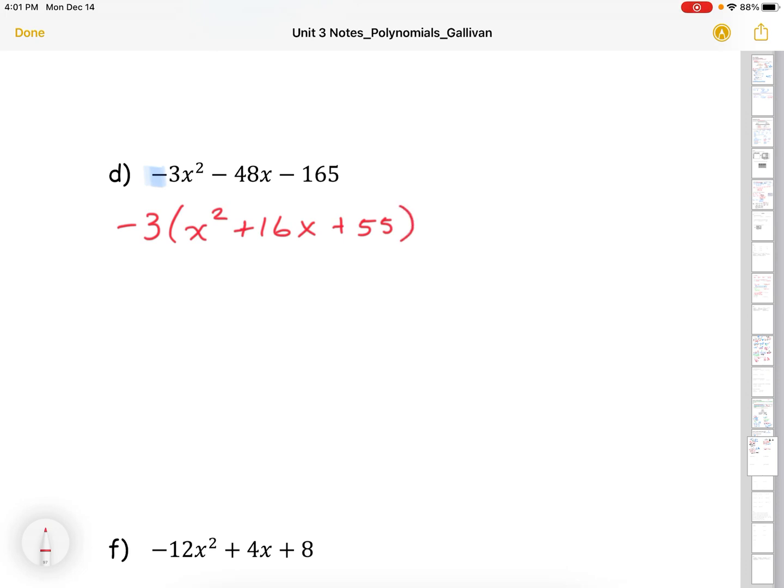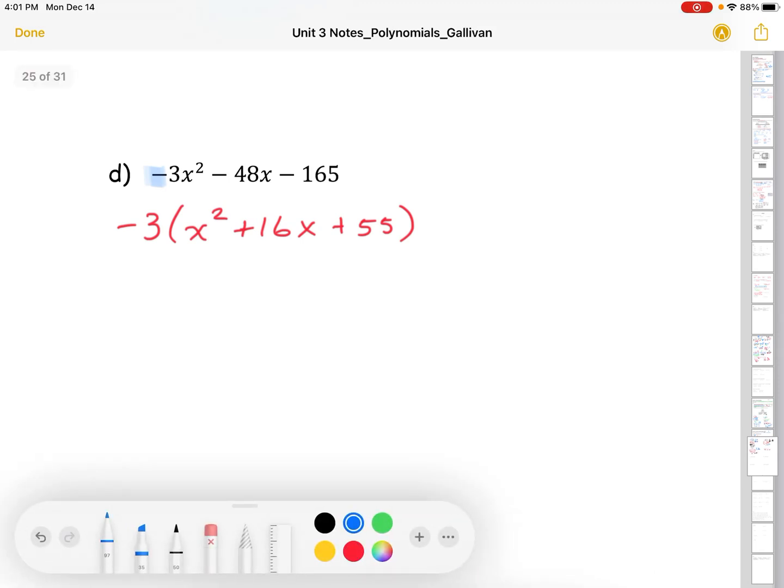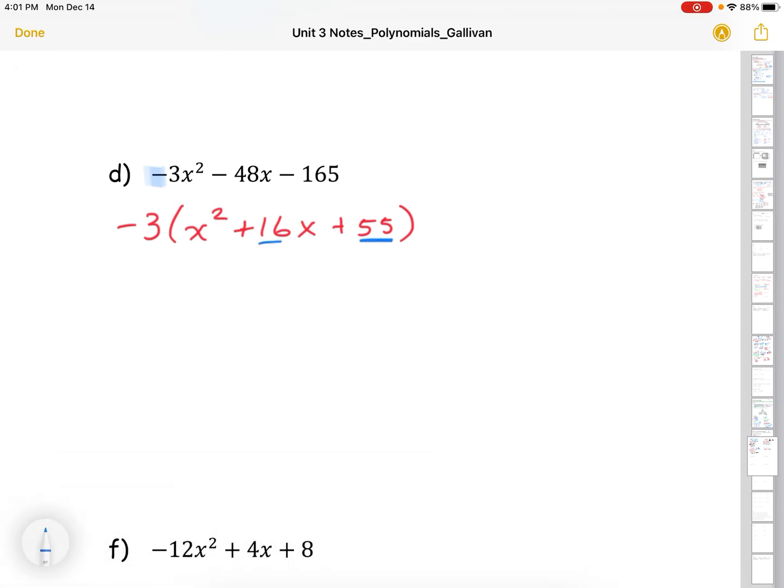Okay, so I'm glad I did that. Do you know why? Because now I don't actually have a to-do decomposition. I can go back to the old school way of just saying, okay, two numbers that multiply to give me 55 that add up to 16. So 55 and 16.